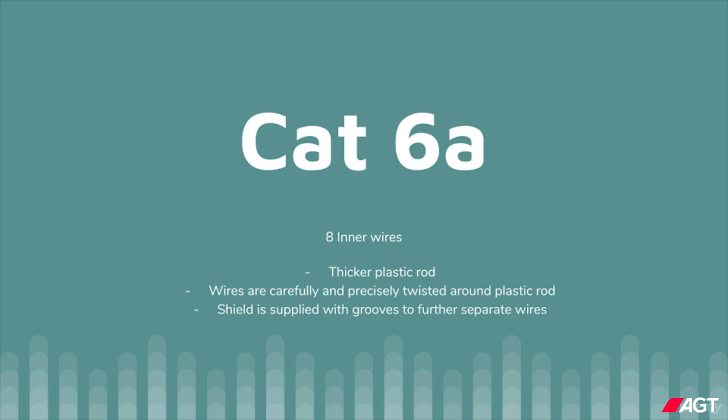So how does Cat6a do this? There's a thicker plastic rod. The wires are carefully and precisely twisted around the plastic rod. And on top of that, the shielding itself has grooves to further separate the space between wires. As a result, they're also much heavier, thicker, and of course more expensive.